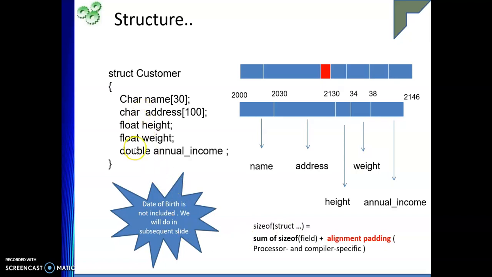Then followed by that, we can also create structure variables, and we have seen two ways. Simply I can write struct customer c1 and c2, or I can put c1 and c2 after the end of the curly bracket itself. That is how we can declare a structure variable. So I hope structure is clear to you.